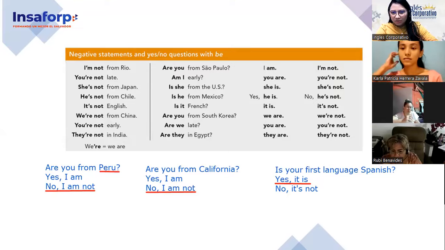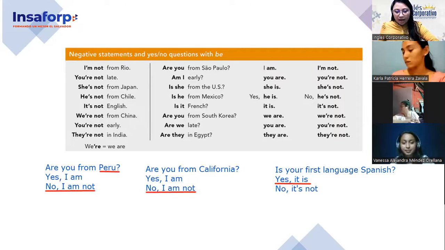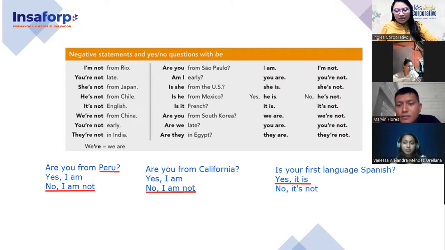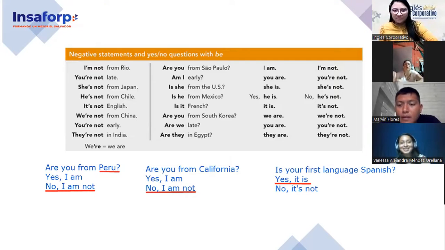Class, are you from El Salvador? Yes or no? Yes, we are. Or you can say, yes, I am. Are you from California? No, I am not. Or no, we are not. Is your first language Spanish? Yes, it is. Is your first language Japanese? No, it's not.